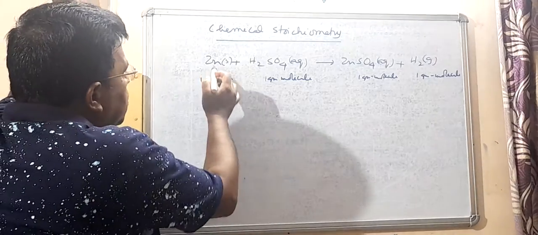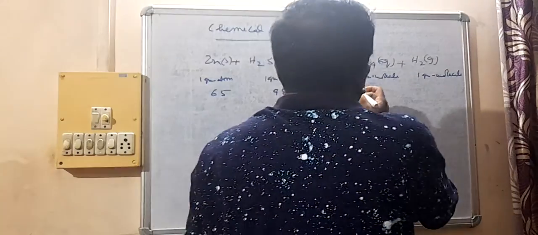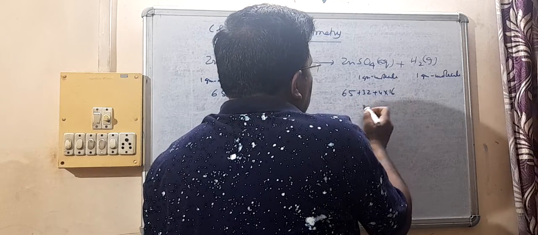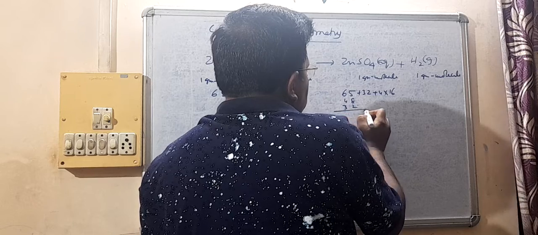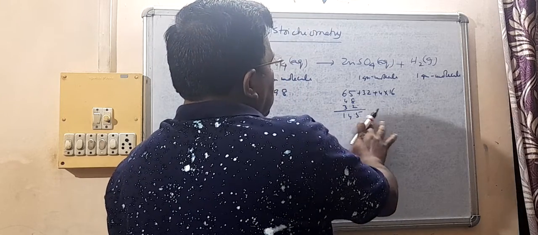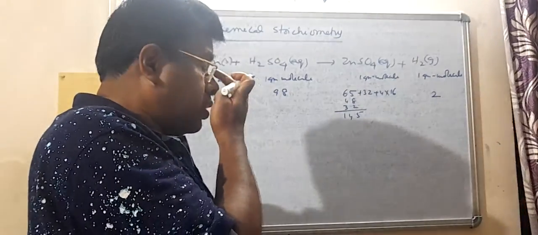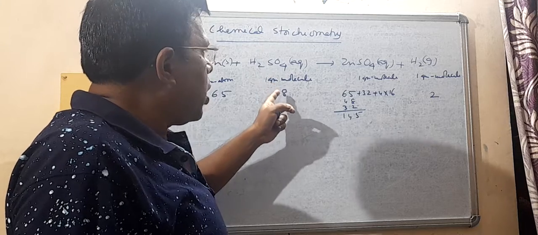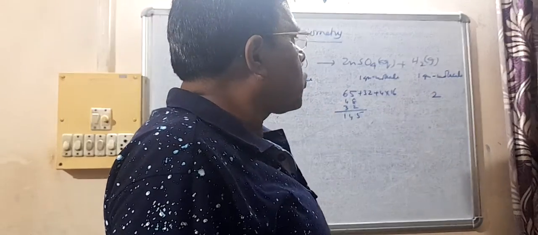Another significance is, since the atomic mass of zinc is 65, the molecular mass of sulfuric acid is 98, and the zinc sulfate molecular mass is 145, and here the molecular mass is 2, we can say 65 parts by mass of zinc reacts with 98 parts by mass of sulfuric acid to form 145 parts by mass of zinc sulfate and 2 parts by mass of hydrogen.